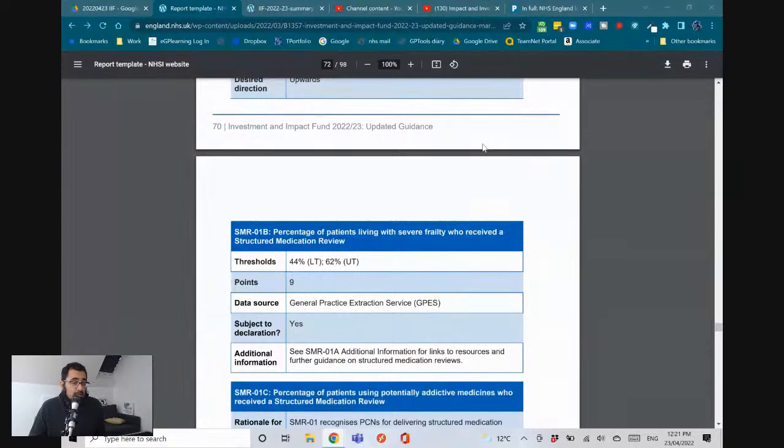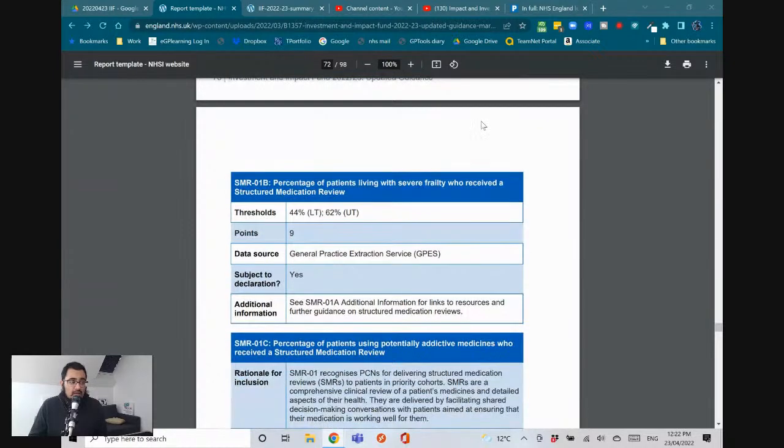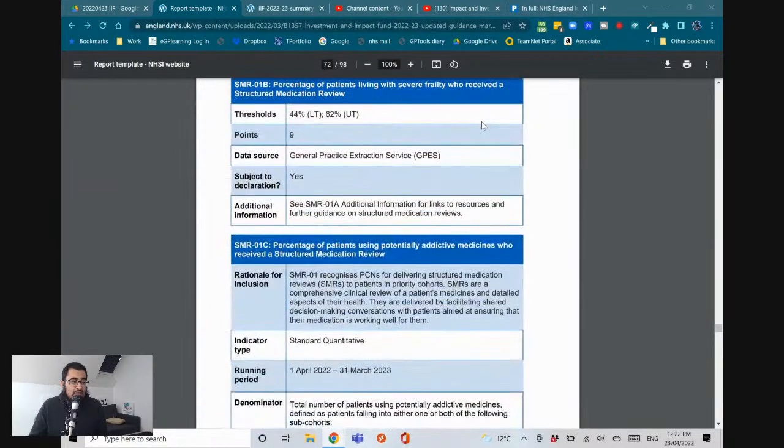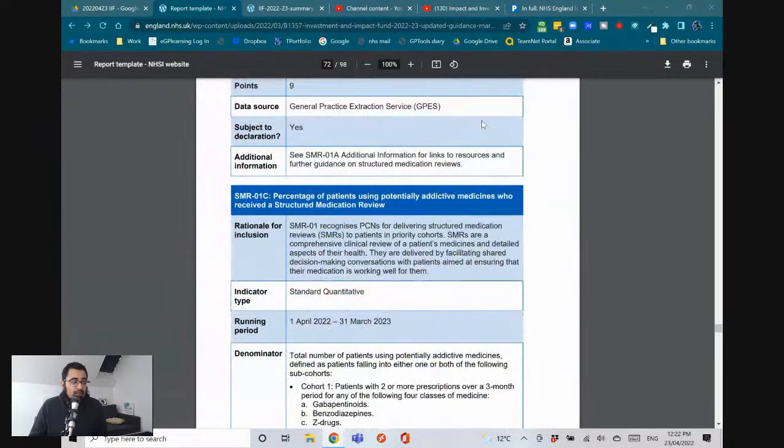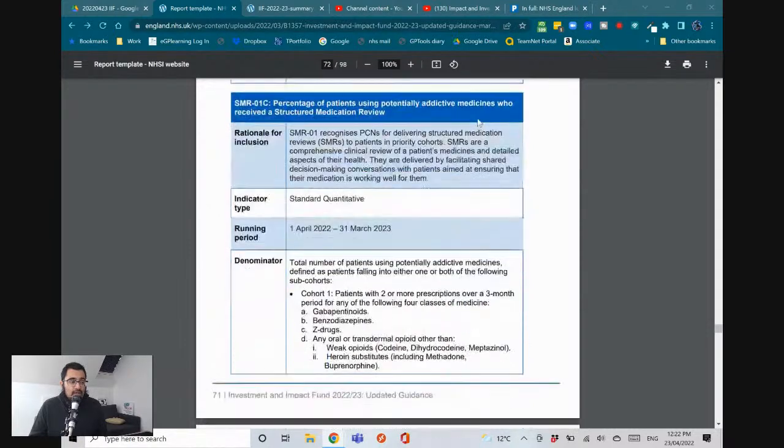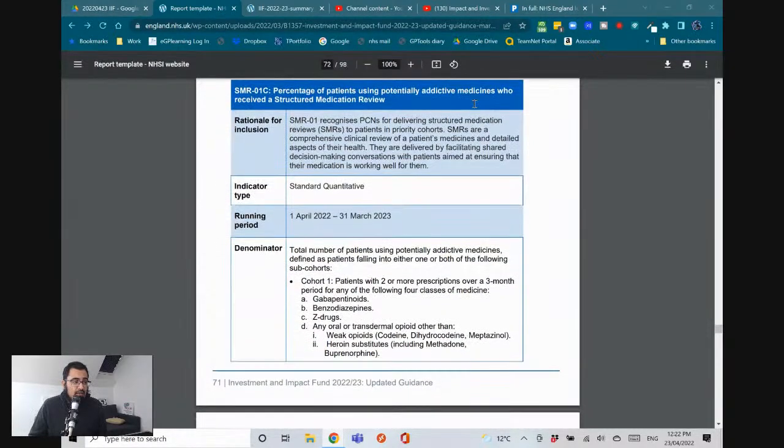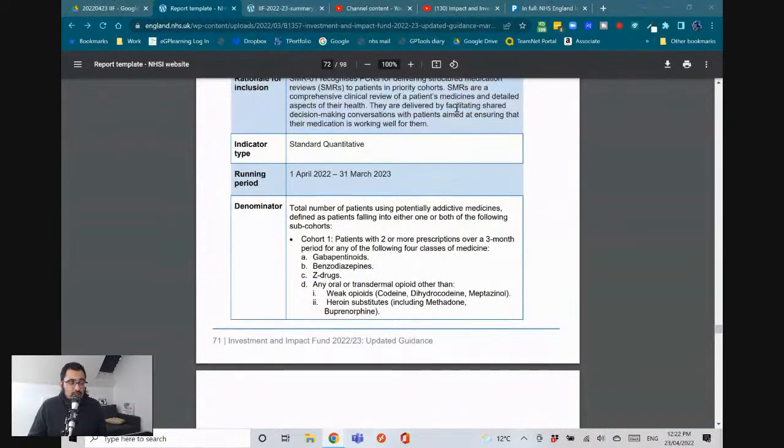So fewer points because, to be honest, this should be an established part of general practice by now to some degree, with the network staff and the pharmacists. General practice extraction service. Moving on to SMR010C, patients on addictive medicines who received a structured medication review. So this is standard quantitative again. It talks about patients on addictive medications like gabapentinoids, benzodiazepines, Z drugs, oral or transdermal opiates, other than basically your weak opiates.